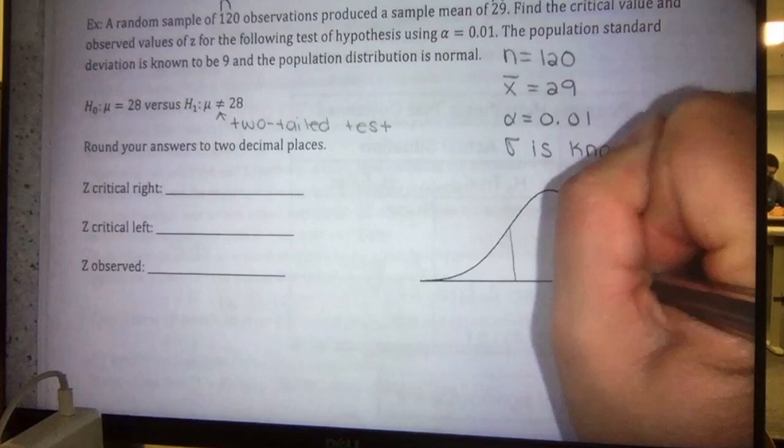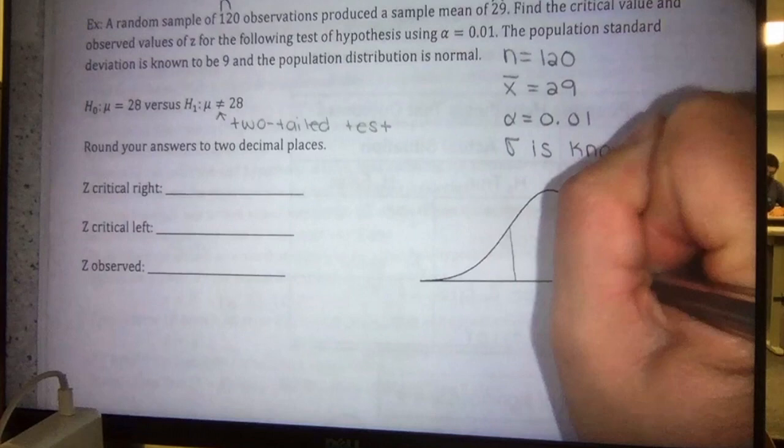So this is our z critical left. Our z critical right is just the positive version, so positive 2.58. So boom, that's this answer. Our right one is 2.58. Our left one is negative 2.58. Now, so we have our table. This is what we're going to use. This is our critical value approach.